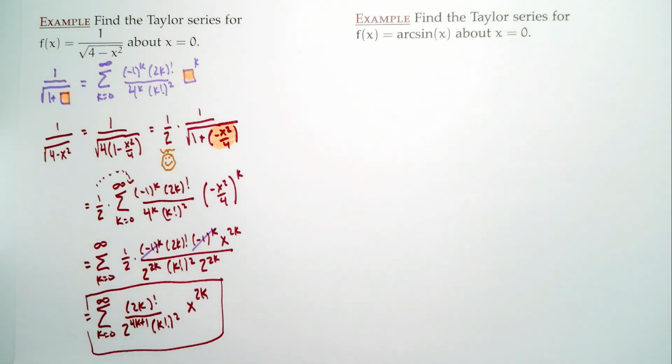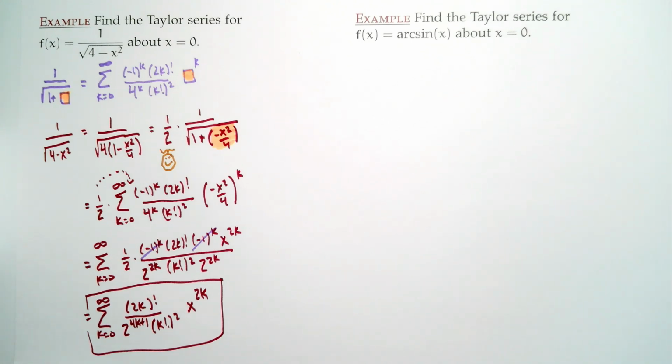So let's think about what we have here. Well, we want to build off things that we've done before. Arcsine we haven't done before. So we start asking ourselves, is there something we can do to arcsine to make it look like things that we've done before?